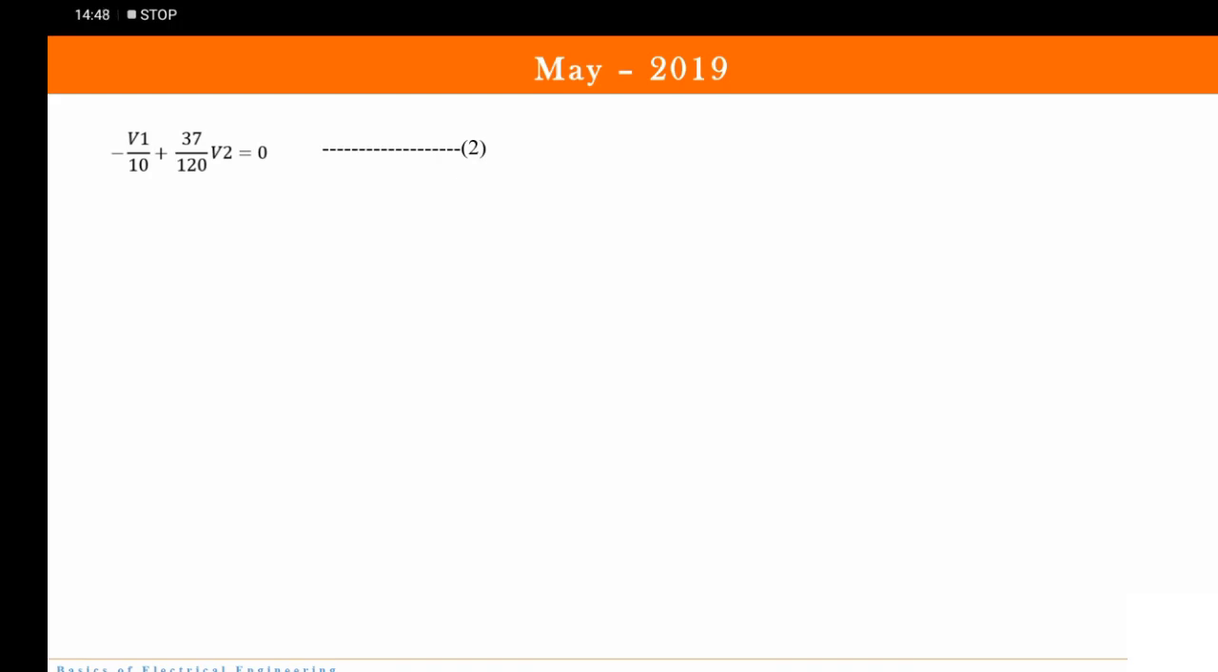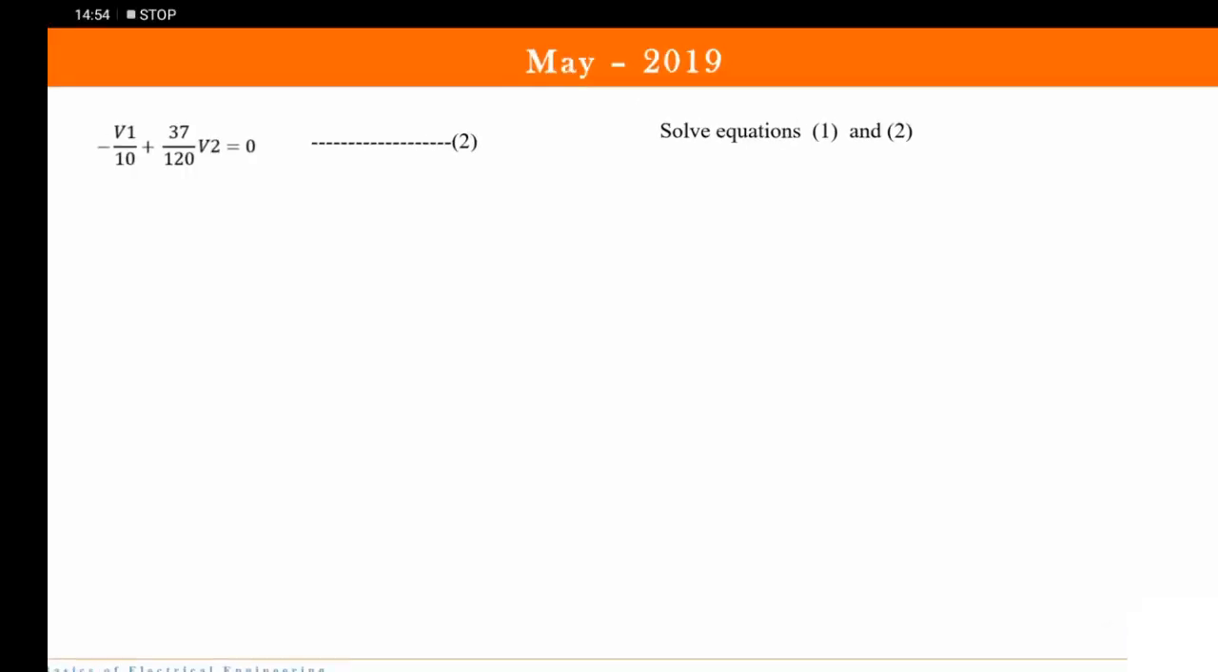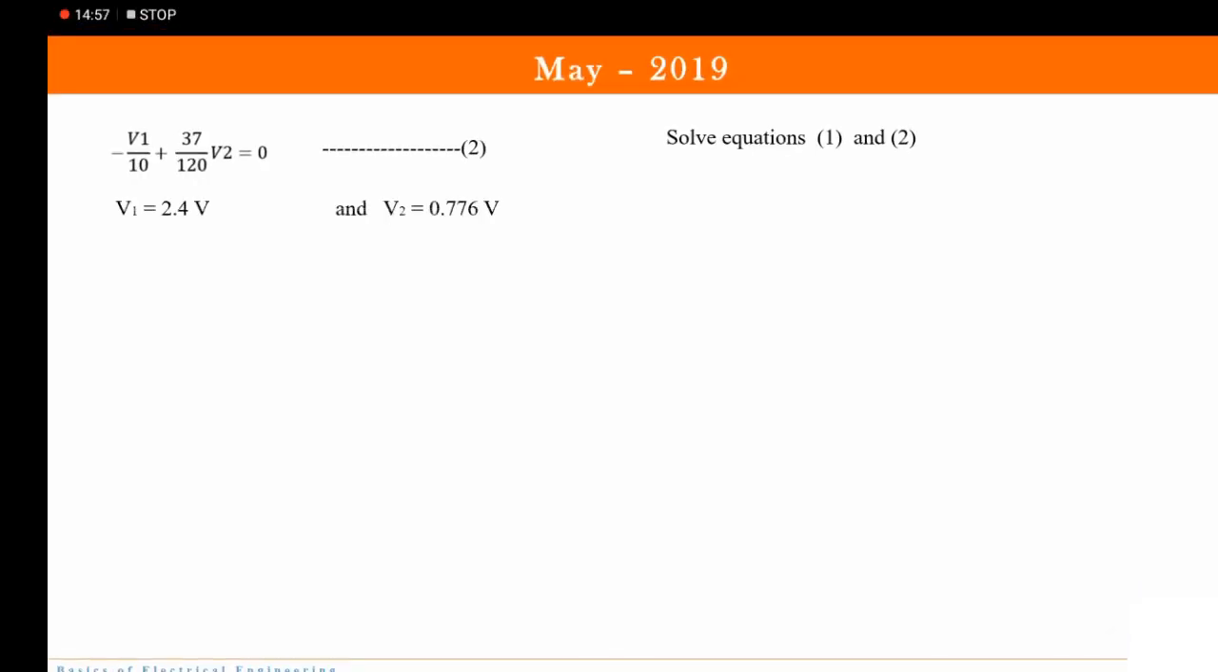When we solve these two equations, equation 1 and equation 2, which are simultaneous equations, we get the values of V1 and V2. The value of V1 comes out to be 2.4 volts and the value of V2 comes out to be 0.776 volts. Now what is going to be the current through 8 ohms?